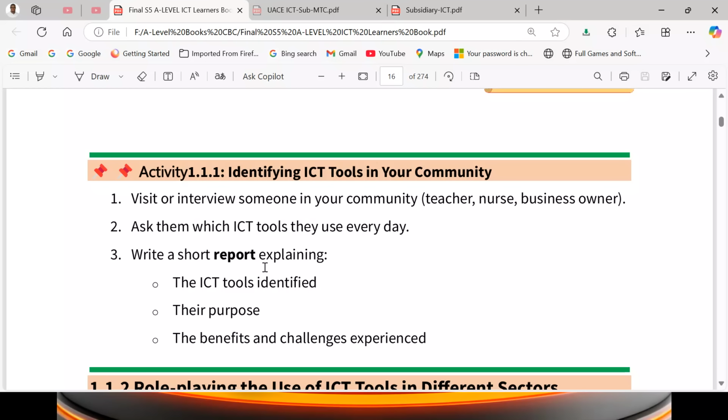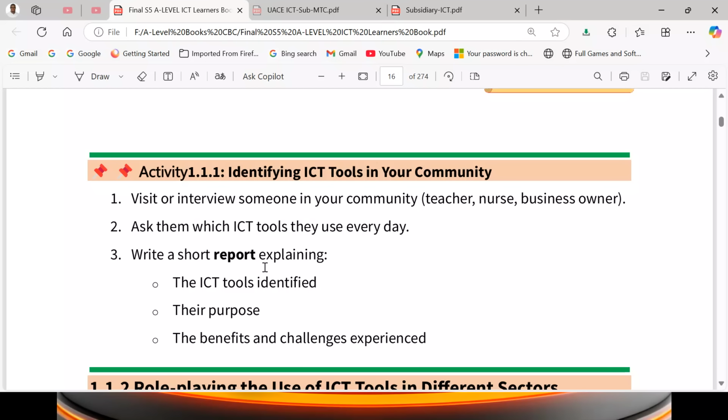1.1.1. Identifying ICT tools in your community. 1. Visit or interview someone in your community, can be a teacher, a nurse, a business owner. Ask them which ICT tools they use every day. Write a short report explaining the ICT tools identified, their purpose, the benefits, and challenges experienced. This activity can be done in groups or as an individual.